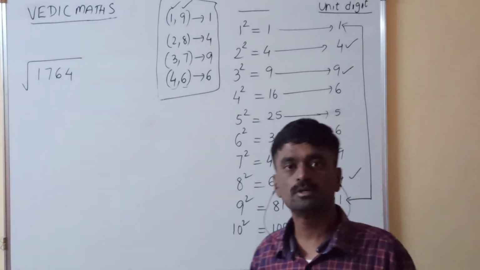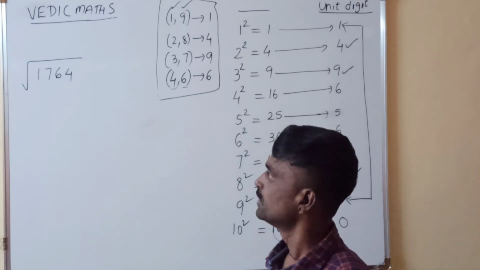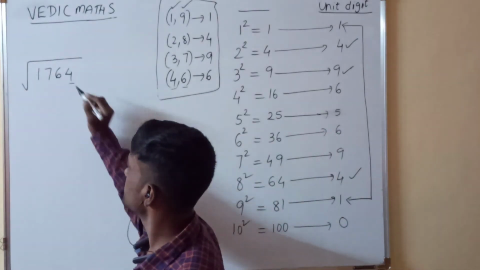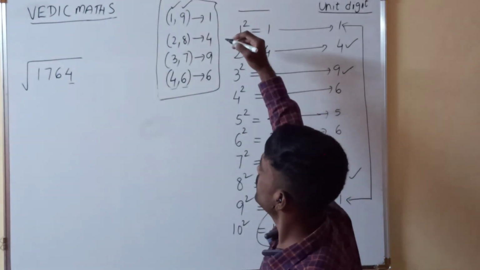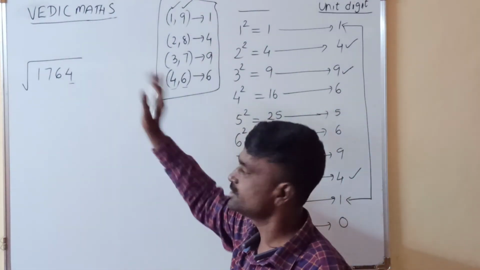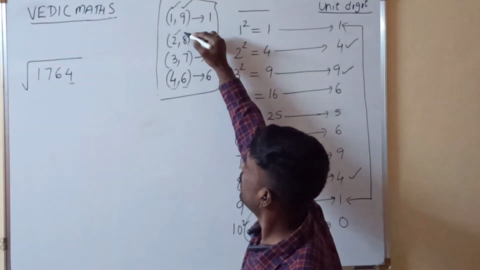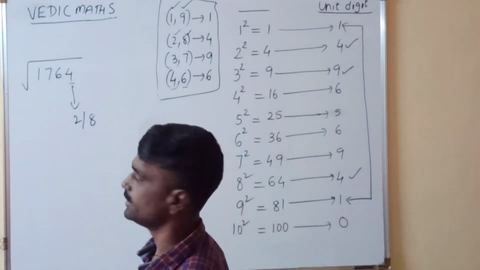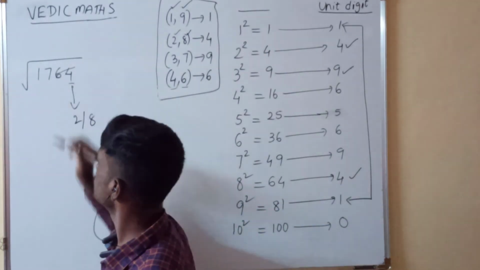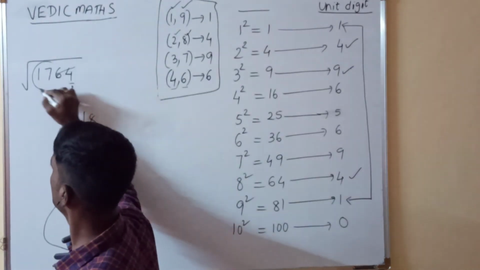So look at the next number, square root of 71764. Okay. So in the given number, what is the last digit? 4. Then the last digit in the answer will be what? Either 2 or 8. So cancel the last two numbers. Then what is the number left?